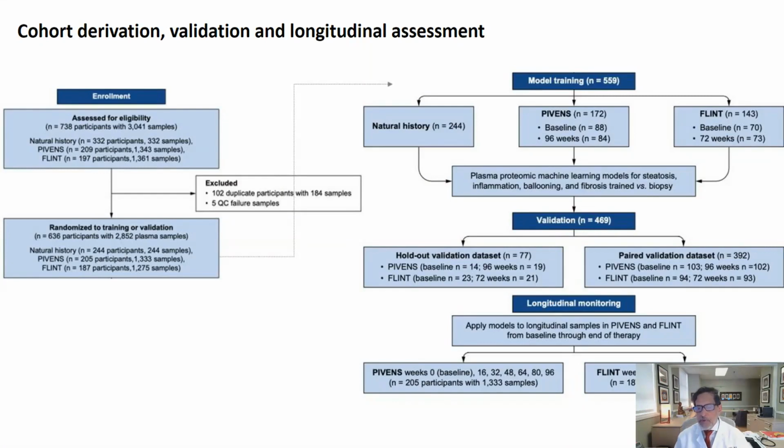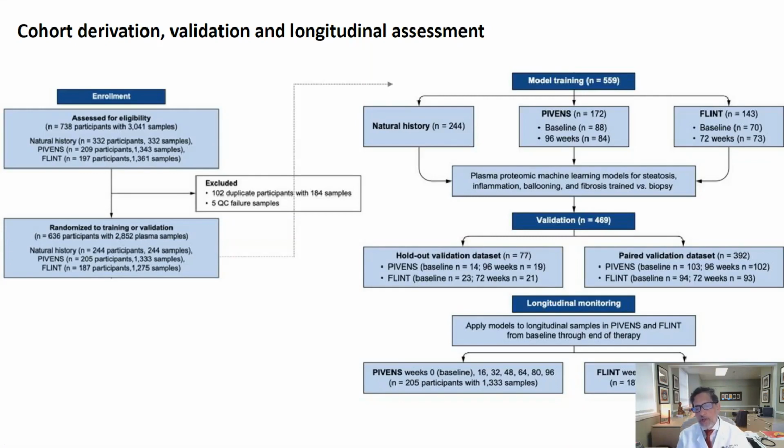And we applied plasma proteomic machine-learned models over there. So we had an independent model training set. And from this larger pool, we took a subset of 469 patients' samples for validation. And these were, again, two different independent validation cohorts.